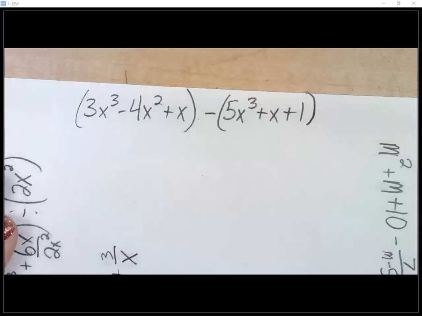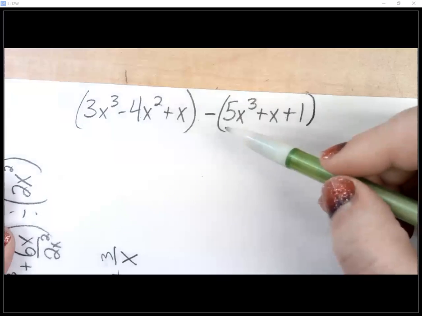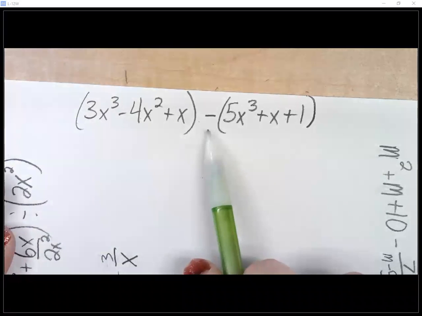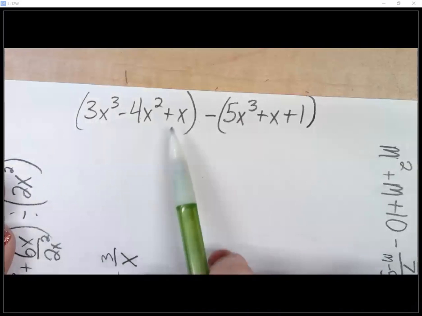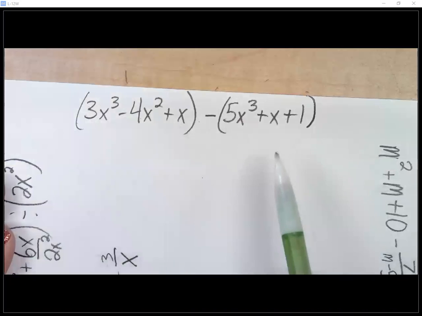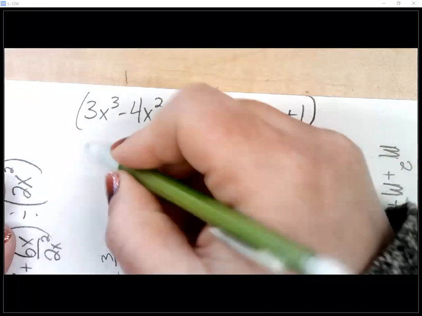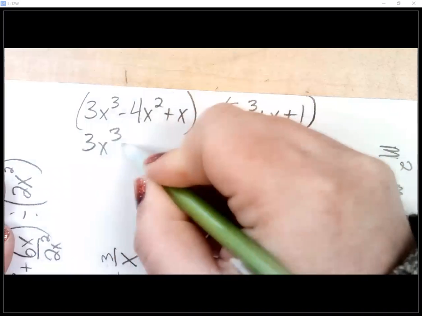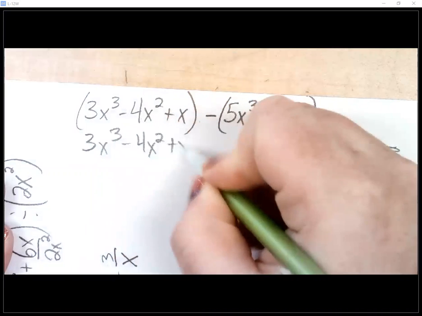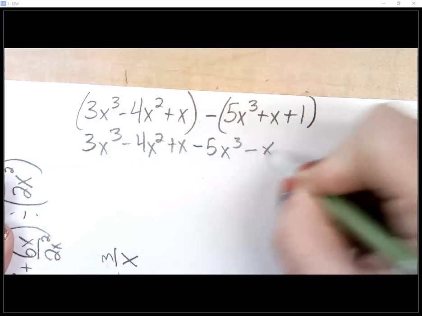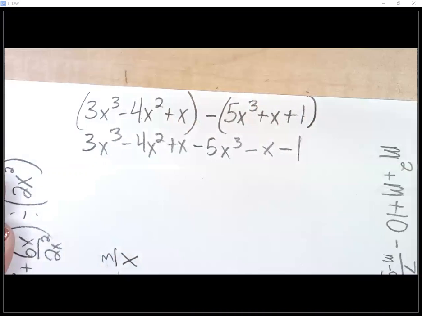I hope that nobody multiplied this, because this is not a multiplication problem. There's a minus sign there. So you're not going to multiply these three by these three, you silly goose. We would only do that if it was literally a multiplication problem, but it's not. It's subtraction. So I do need to distribute that negative. So I'm really going to have 3x to the third minus 4x squared plus x minus 5x to the third minus x minus 1. I need to distribute that negative throughout.